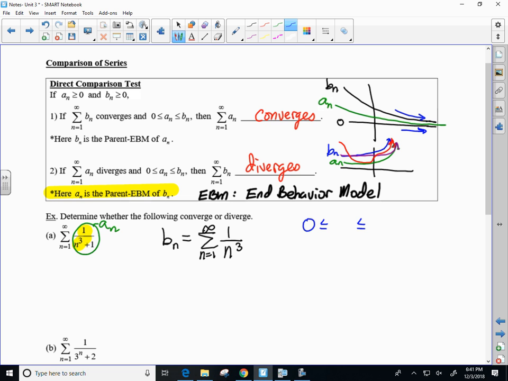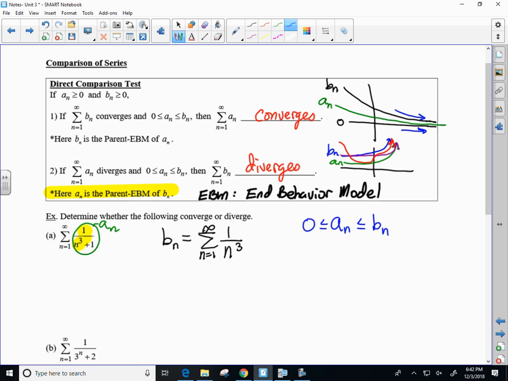Plug in a 1. If I plug in a 1 here, I get a 1. If I plug in a 1 here, I get a 1 half. Right? So at least for the first term, it looks like the a sub n sequence would be smaller than the b sub n. But you could try it for a few more. Okay, I don't know what this is, but this has a denominator that's 1 bigger. If I'm dividing by a larger denominator, I have a smaller fraction. You can look at it that way too.